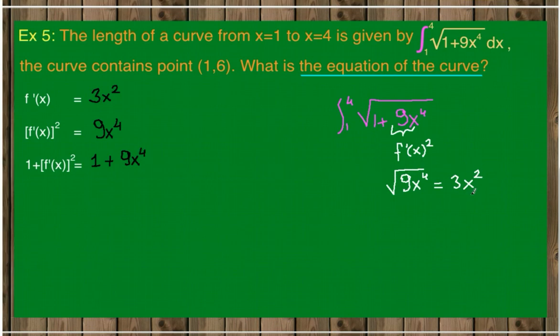If our f prime is 3x squared, can we find our f of x? Yes, the antiderivative of f prime will give us f of x. So for the antiderivative of this, we can apply the power rule: add 1 to the power and divide by the new power. So it's going to be 3x cubed over 3, and the 3 is cancelled out, so our f of x is x cubed.